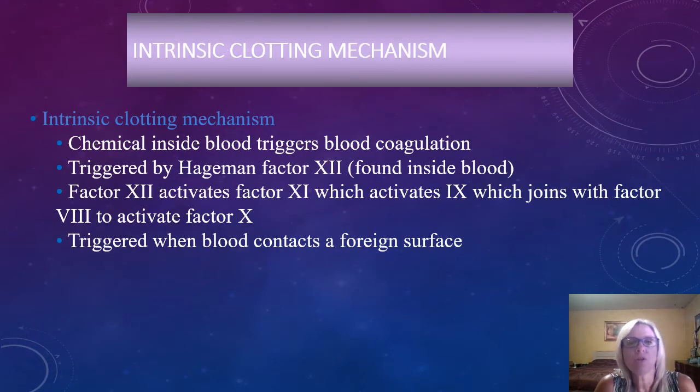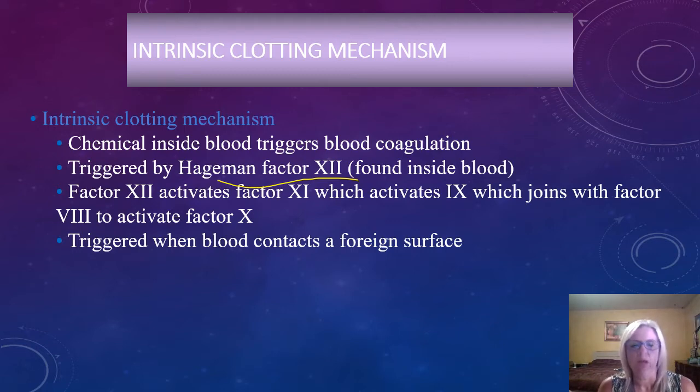So the intrinsic clotting mechanism occurs inside, all right? So inside blood, and this is going to trigger coagulation. This is triggered by the Hageman factor, which is factor 12, all right, which is inside blood. Factor 12 is going to trigger 11, which then is going to activate 9, and that's going to join with 8 to activate factor 10, and this of course occurs when blood contacts a foreign surface.